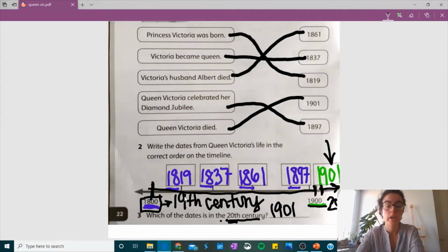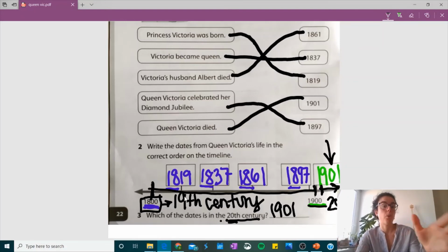So Queen Victoria was born in the 19th century. She was born in 1819, but she died in the 20th century. So she was born in one century and died in another century. Wow, that's really cool. I don't think a lot of people now can say that they were born in a different century.